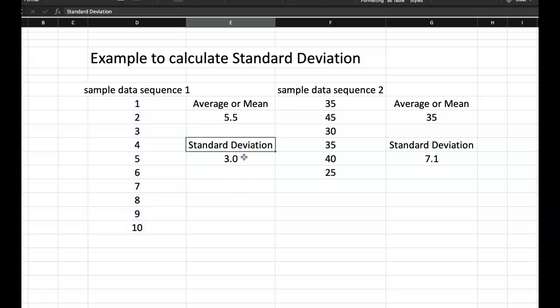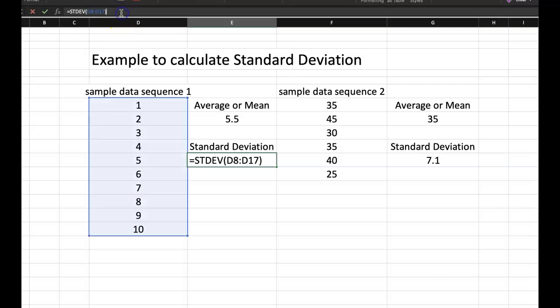Now for the standard deviation, similarly, there's a formula here, STDEV. Do not forget the equal sign in the beginning. Select this data sequence, and you get 3.0.